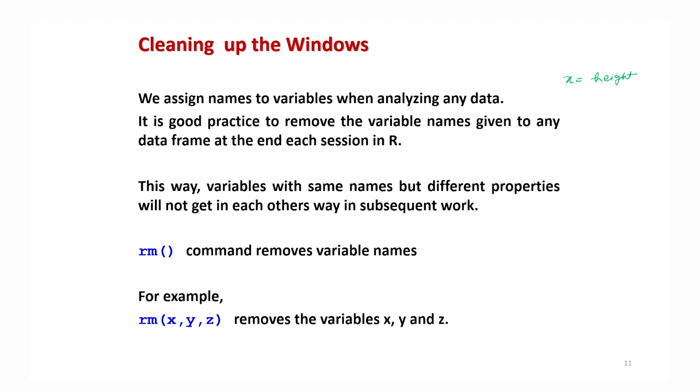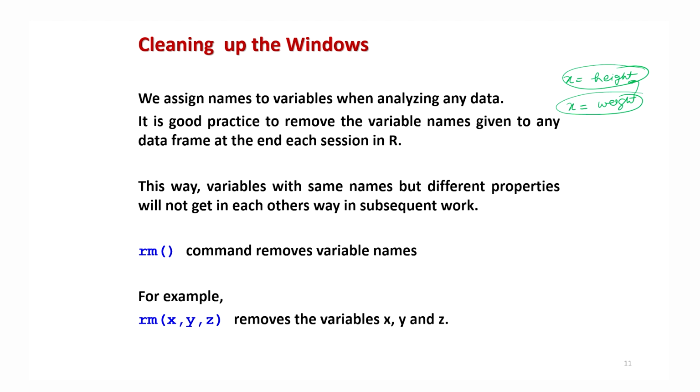Now after you leave the computer, someone comes and describes another data set, and the data set has been given the same name. Suppose now x takes the value of weight, right? As soon as you say x equal to weight, this will overwrite x equal to height without any prompt. And now if the first person comes, he or she might think that this is the data on height, and all the calculations will consequently become wrong.